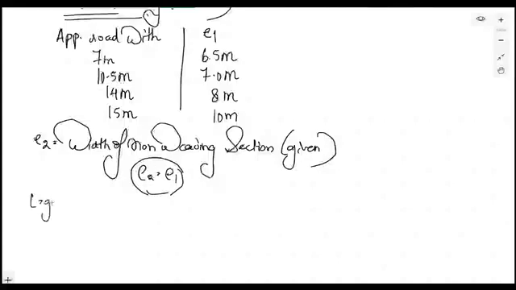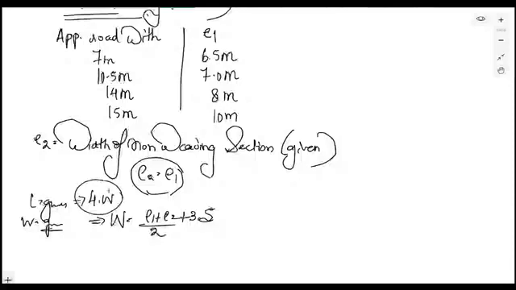Length will be given. Width will be given. If width is not given, then width can be calculated as (E1 plus E2) by 2 plus 3.5. If L is not given, then you can consider it equal to 4 into W, which is the minimum value of the length of the weaving zone.